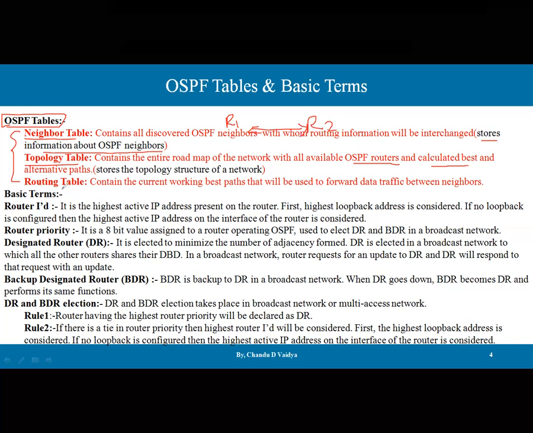Then the third table is the routing table. It contains the current working best path that will be used for forwarding the data traffic between the neighbors.